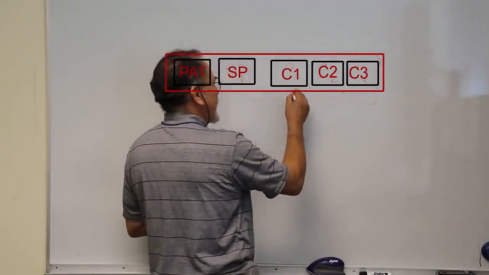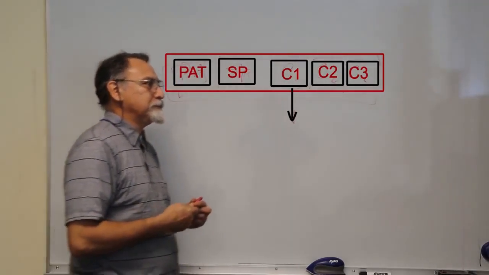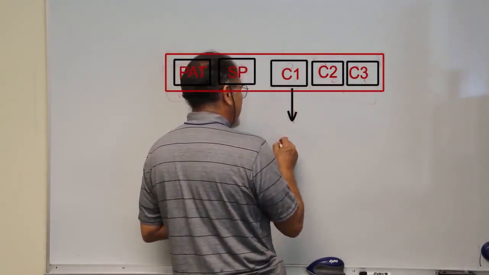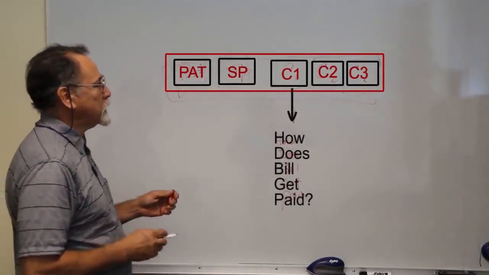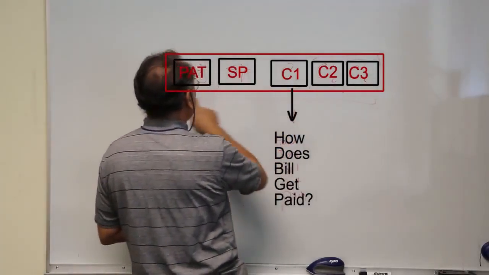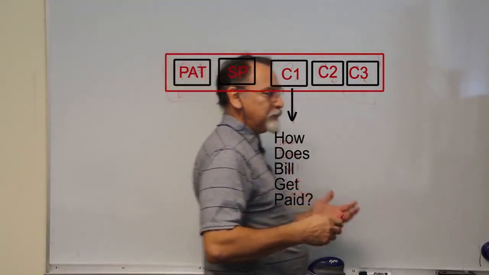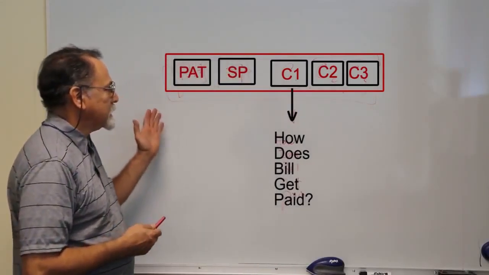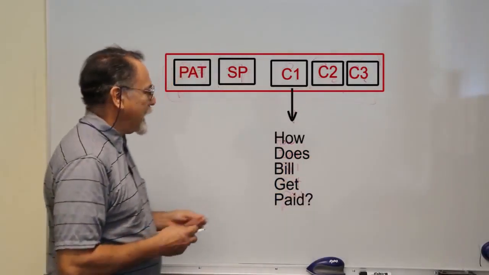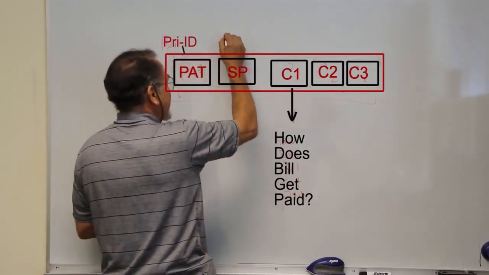Now, if child 1 is ill and gets treatment, how does the bill get paid? Who pays the bill? How do you connect this child to the patient holder, the subscriber? There has to be some way, there has to be some identifier that will unite these items. So you have to have some kind of primary identifier on all these.